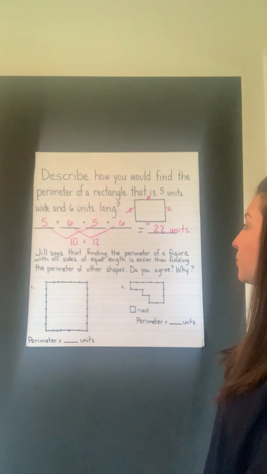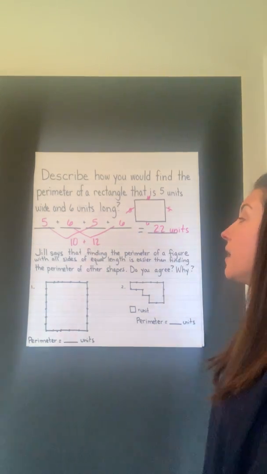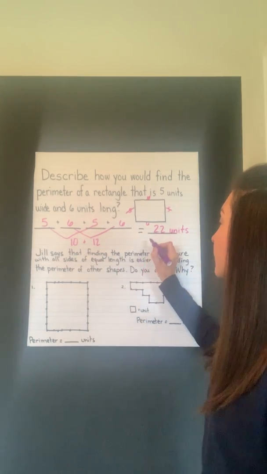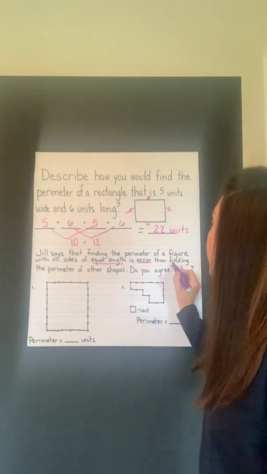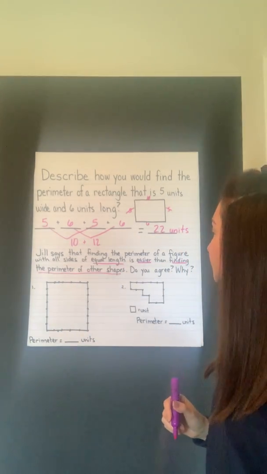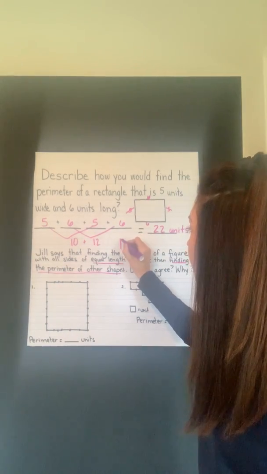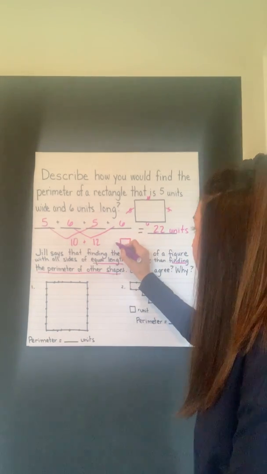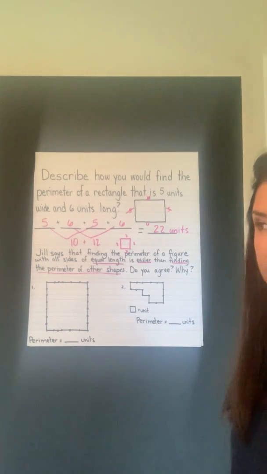Jill says that finding the perimeter of a figure with all sides of equal length is easier than finding the perimeter of other shapes. Do you agree or disagree? Think about that. So what Jill is saying is that if the perimeter of, for example, a square, all sides of equal length, say this one would be 2. How would she be right or wrong? Why?